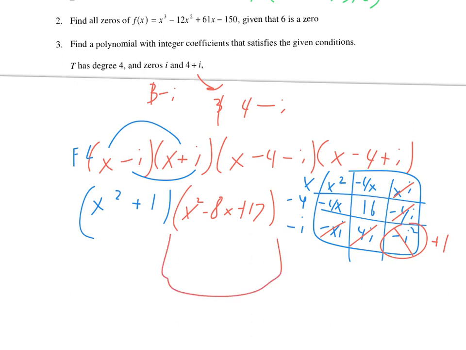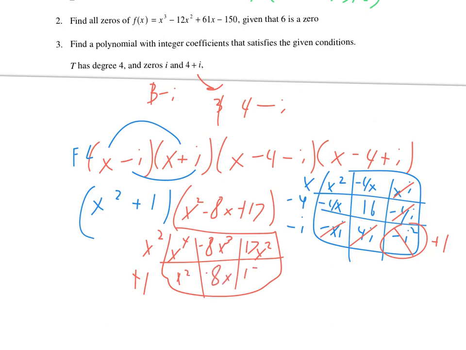So now I need to multiply these together as my last step. So I'm going to multiply this one by x squared plus 1. So I get x to the 4th minus 8x to the 3rd, and then 17x squared, x squared, negative 8x, and then positive 17. Just combine like terms for my final answer. x to the 4th minus 8x to the 3rd, plus 18x squared, and then minus 8x plus 17.